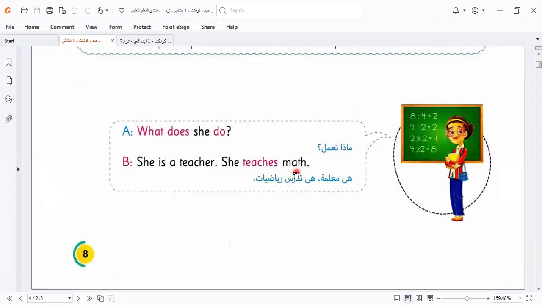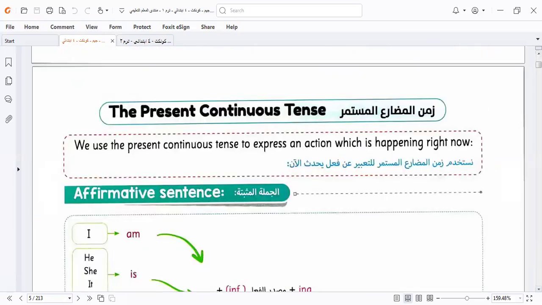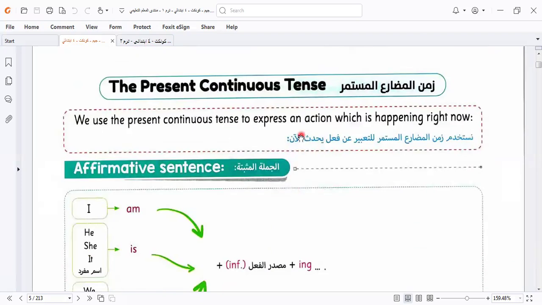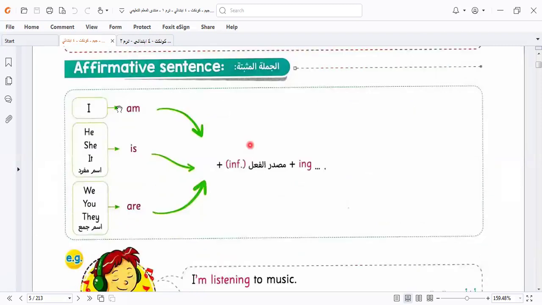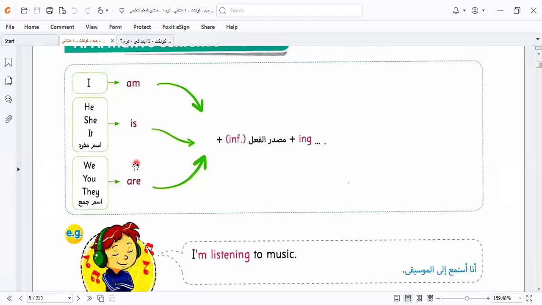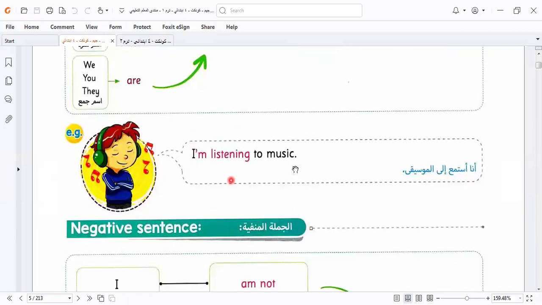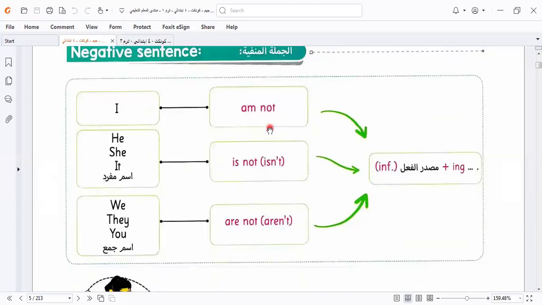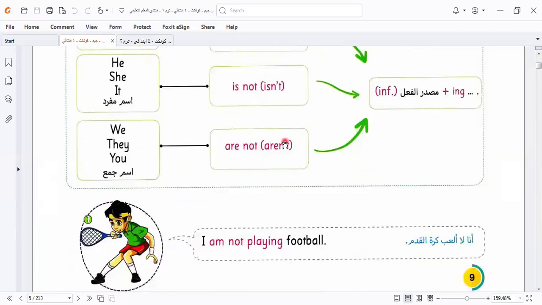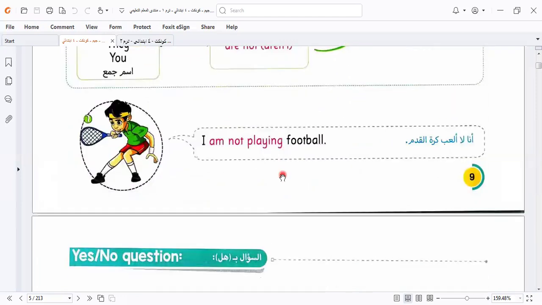Okay. Here we have the present continuous tense. What is the present continuous tense expressing? An action that is happening now, like this. We have I am, he, she, it is, you, we, they are, plus the verb plus the ing form, like this. I'm listening to music. It's the same in the negative form and in the affirmative form. In the negative form, we use not, like isn't, aren't, and so on. We have, I'm not playing football.